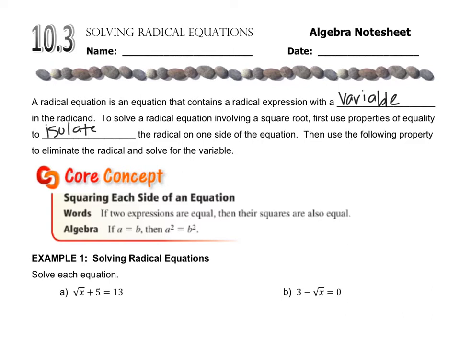There's an important property that you have to understand in order to do these equations. If two expressions are equal, then their squares are equal. So if a equals b, then a squared equals b squared, because if you do something to both sides of the equation, it's still balanced. Like if you subtract 5 from one side, you have to subtract 5 on the other. So if we square both sides, our equation is still equal. Here's why that's important.